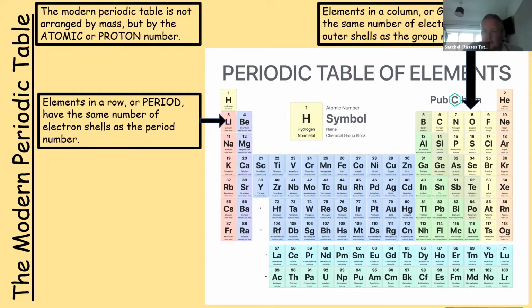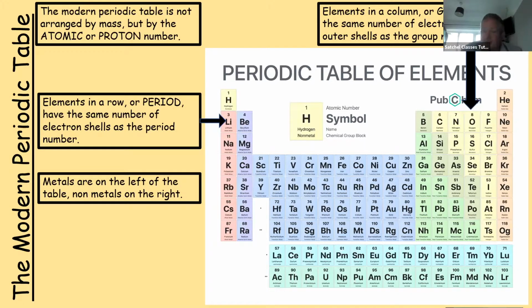Hydrogen and helium are period 1, the first row. They have 1 electron shell and it holds a maximum of 2 electrons. Period 2, lithium, beryllium, boron, carbon, nitrogen, oxygen, fluorine and neon, they have 2 shells. Period 3, sodium, magnesium, aluminium, 3 shells, and so on as you go down the group.